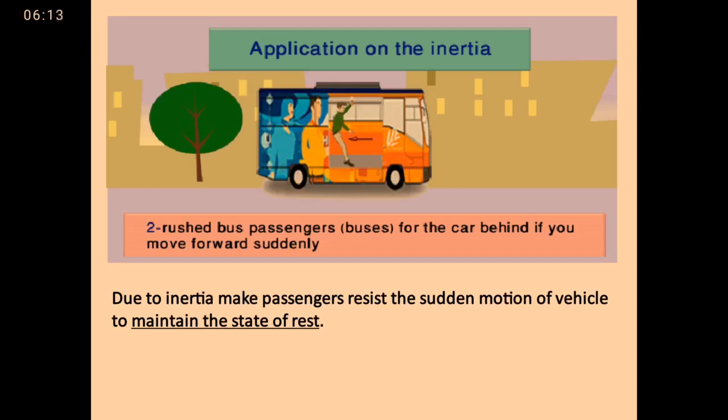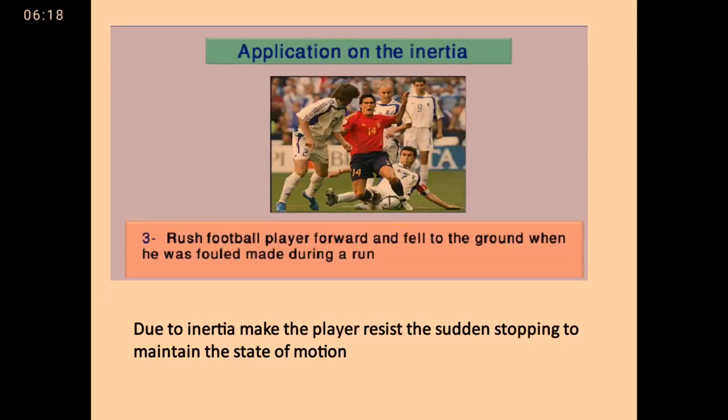I have another example. Look at this picture. A football player rushed forward and fell to the ground when he fell during the run. The same answer applies: he is in a motion state, and the inertia force tries to keep the motion, so it makes him move forward. So for the question why the player rushed forward, we say: due to the inertia force, to keep the state of motion.